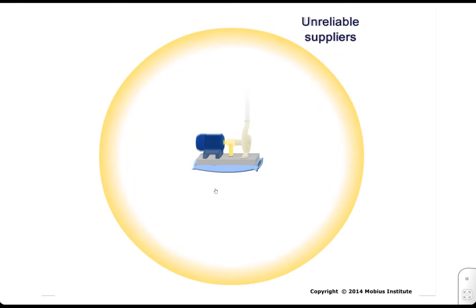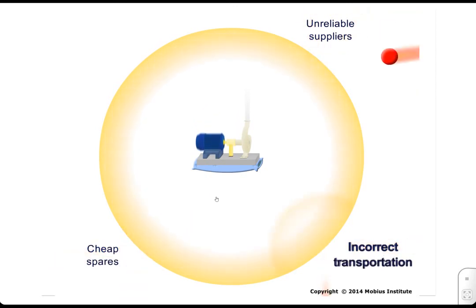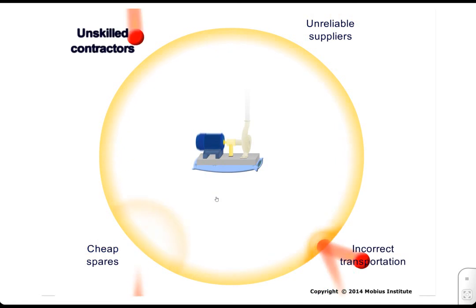So, another way of looking at it is, there is our precious machine. I've got it sitting on a pillow there. It's performing a critical function. We need to put the force field around the plant and say, no, we're not working with suppliers that provide equipment that turns out to be unreliable. We don't want to be purchasing cheap spares. We've got to be careful how we transport equipment to the site.